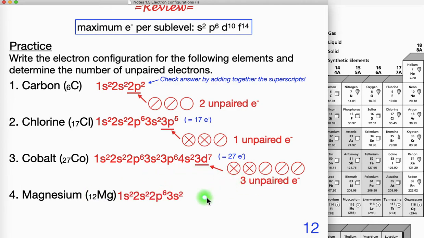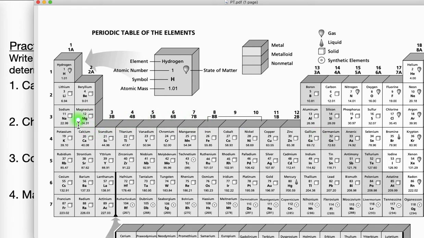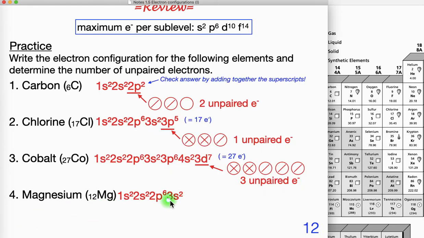For magnesium, I jumped the gun there. Magnesium is right here, so it ends in 3s2. It has no unpaired electrons. Its last sublevel is completely full. All right, now this is a bit of a pain. Fortunately, there's a simpler way to do it using what's called noble gas notation.